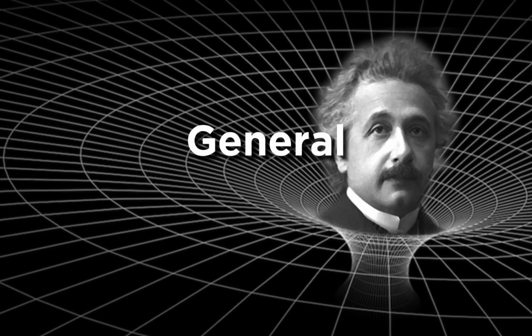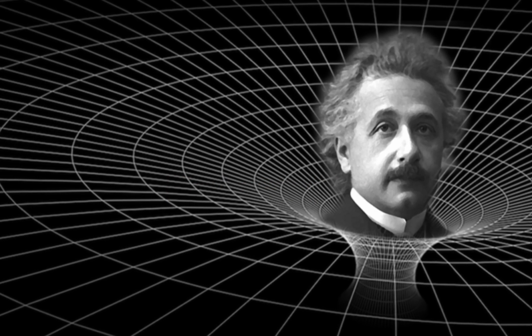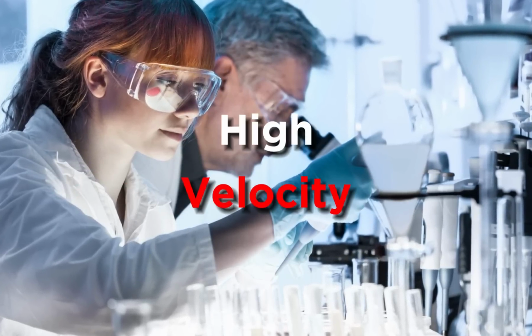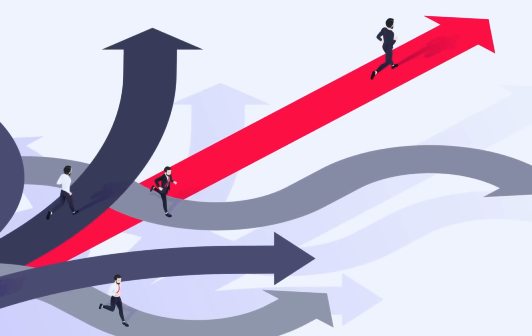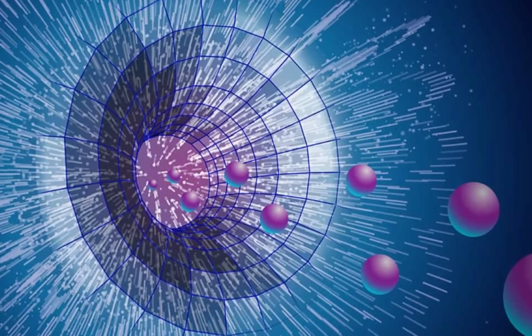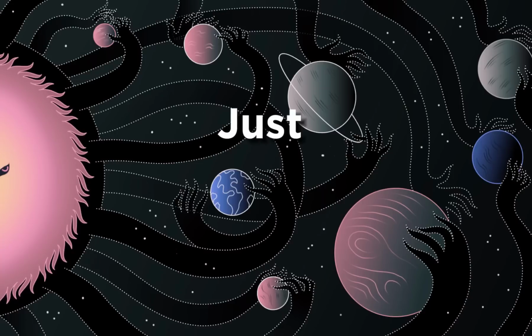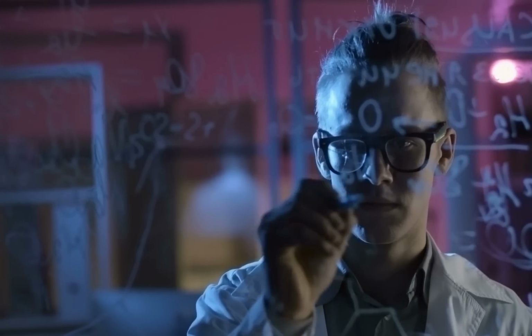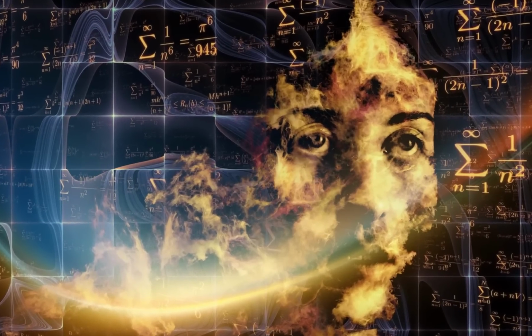This theory of general relativity has been tested and confirmed in many experiments. However, these situations all involve a strong gravitational field or high velocity. In other situations, such as the behavior of matter on the quantum scale, even this great equation is unable to help us. This really goes to show just how large of a challenge gravity is. Fortunately, other scientists have come up with a possible solution, and if this solution is truly able to unify the standard model to general relativity, it could give rise to a true theory of everything.